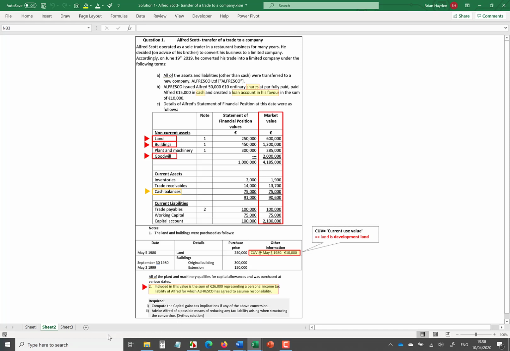So I'm going to switch now to the solution, and we'll go through the process. In my solution, I'll need to calculate gains on land, buildings and goodwill. I need also to figure out the value of the shares. We know the value of the cash, we know the value of the loan account, and we know the value of the tax liability. So the value of the shares must be a balancing amount. And then we can look at the deferral which is available under these types of transactions.